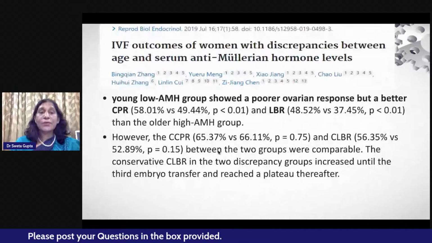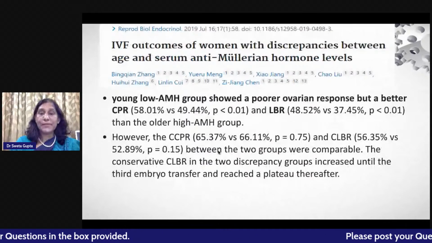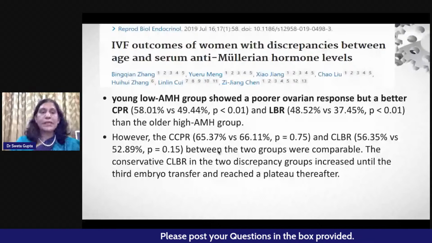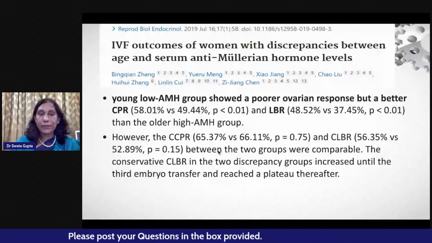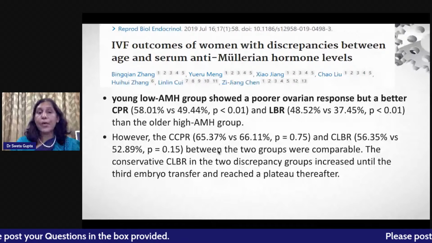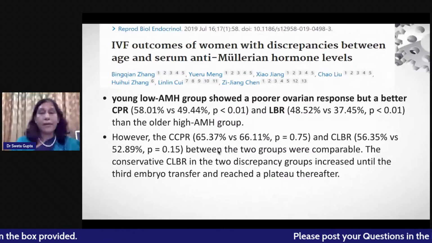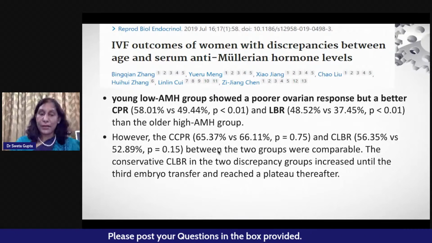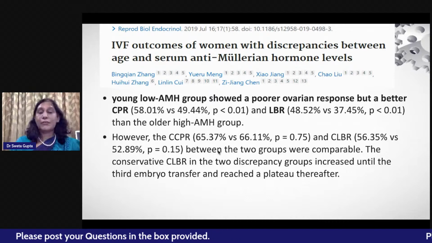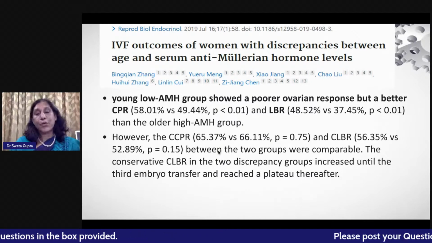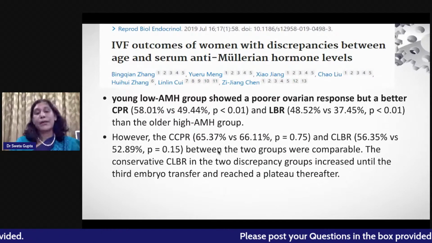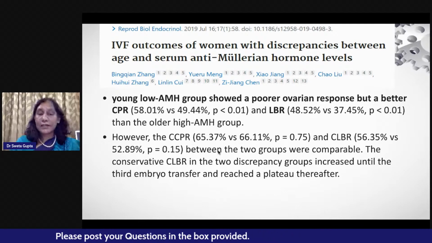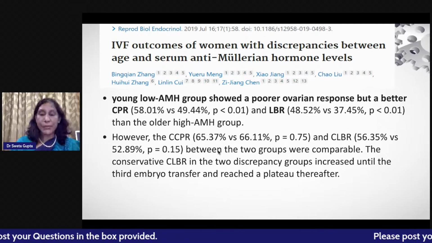So, IVF outcome of women with discrepancies. Sometimes in clinical practice, we see that the age and the AMH level are not matching. In this study by Zhang et al., when they reviewed, they found that even the young low AMH group showing a poor ovarian response may actually have a better clinical pregnancy and live birth rate. However, for the cumulative clinical pregnancy between the two groups, younger and older, the discrepancy increased until the third embryo transfer and then reached a plateau thereafter.